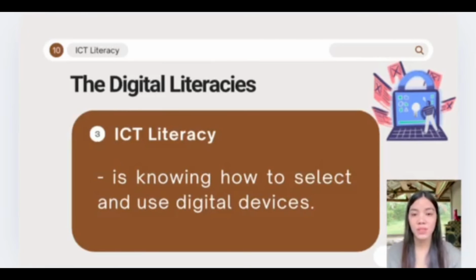ICT literacy involves understanding ethical and legal issues surrounding information access and use. One of its examples is when you need to create a presentation for work, you know how to use presentation software like PowerPoint or Google Slides. You insert images or videos and format your text to make it clear and easy to understand. You also know how to save your work safely and share it with others. That is one example of ICT literacy.